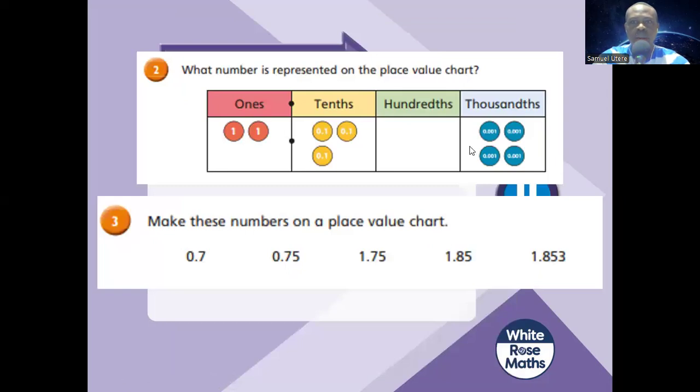Pause the video and answer questions 2 and 3. You may take 2 or 3 minutes to complete these questions. Assuming you've paused the video and you've worked through this, here are the answers. Let's discuss them.